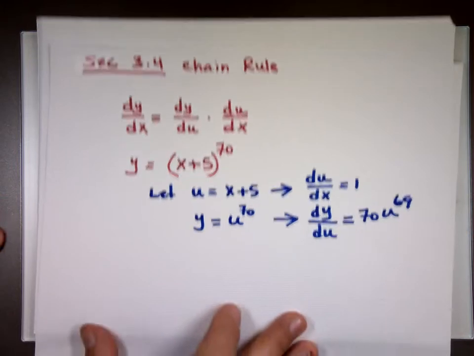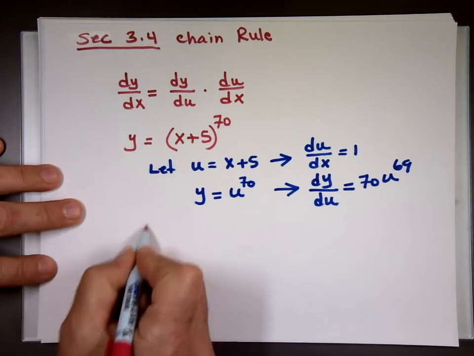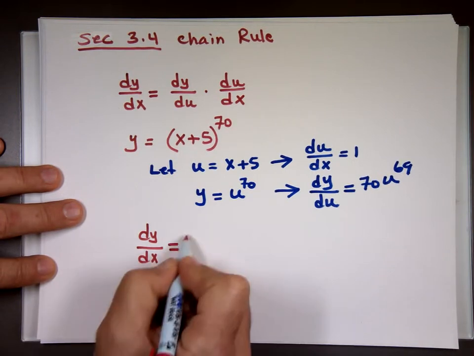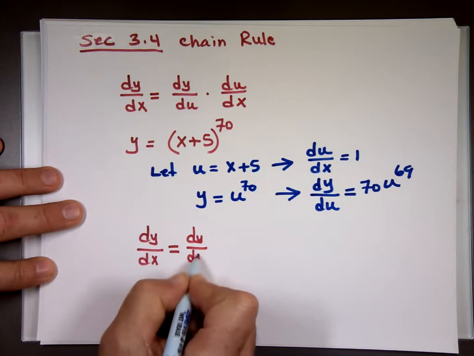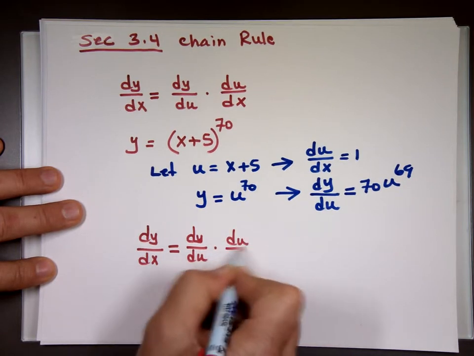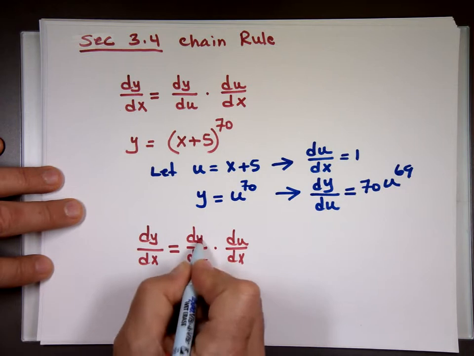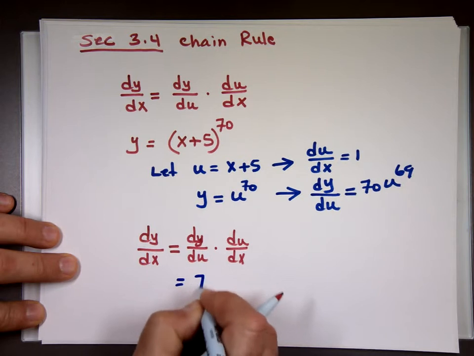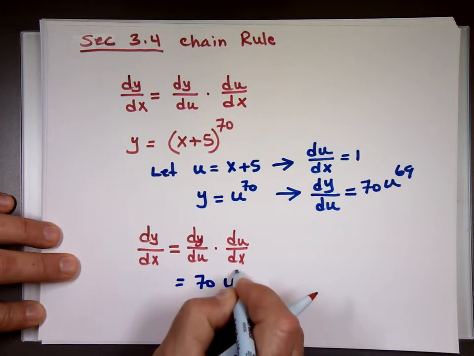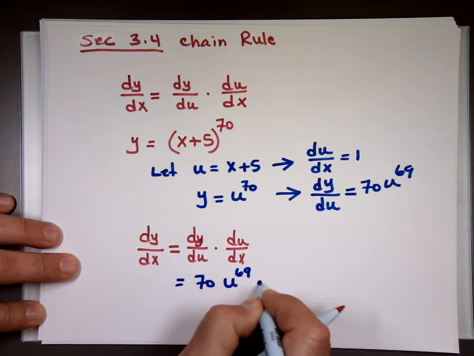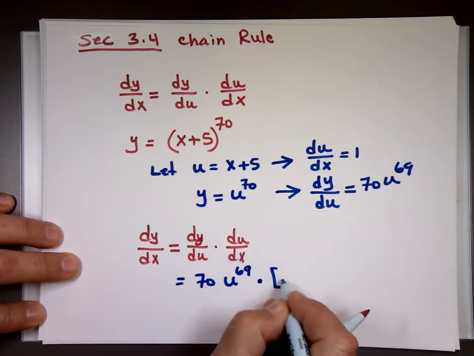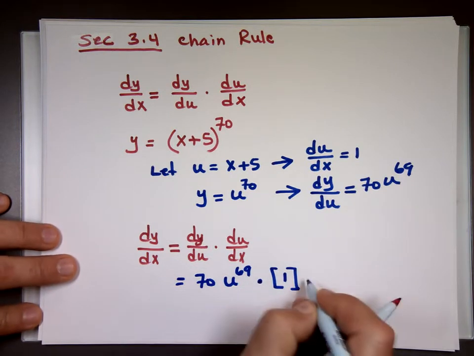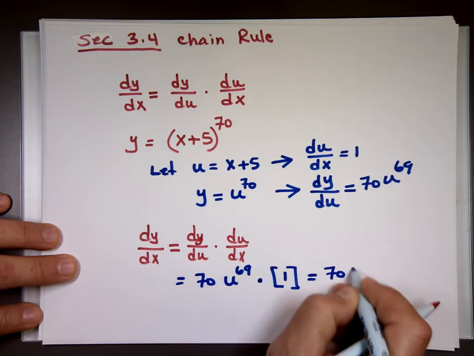You say, oh wait a minute, I wanted to find dy/dx. I don't care about dy/du. I want dy/dx. I said, yep. But what is dy/dx equal to? It's dy/du times du/dx. Do we have the answers to these pieces? What is dy/dx? 70 u to what power? 69 times the derivative du/dx, which is what? 1. So what's the answer? 70 u to the 69.